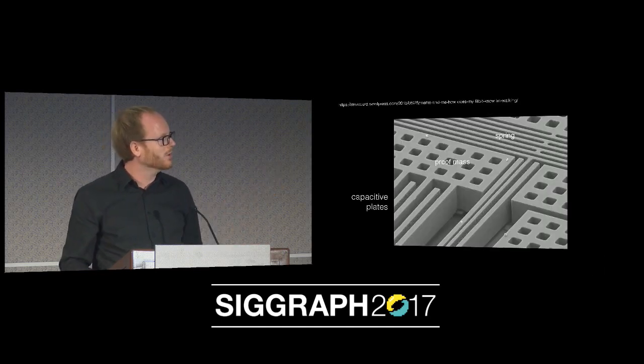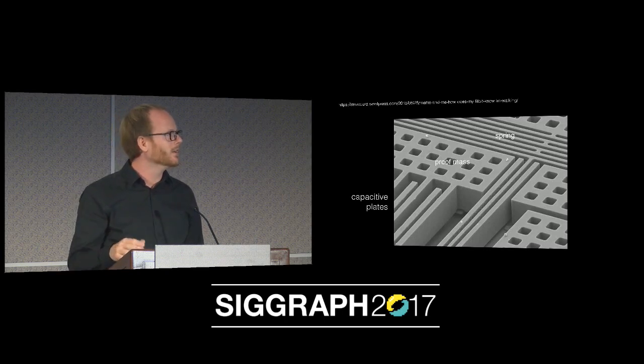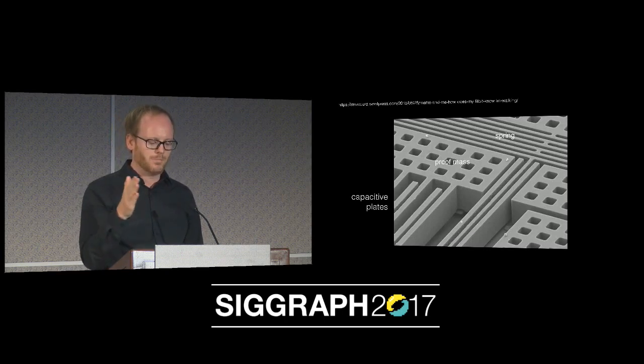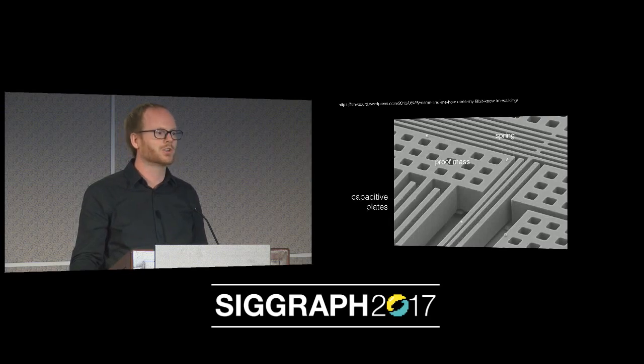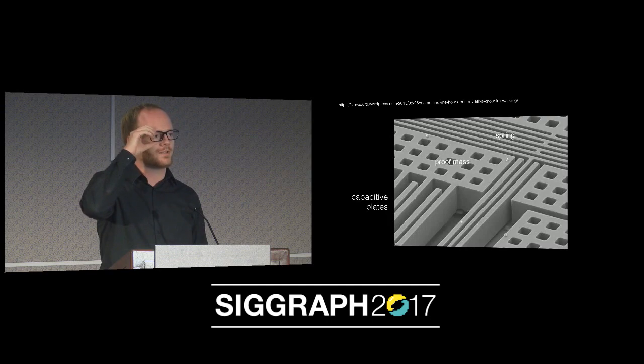Here's a nice animation of what it actually does. So there's going to be a proof mass that's fixed on it, and there's going to be one part that moves as you apply these forces, and the capacitance between these chambers will actually change, and that's what the device will read out and report as values. So that's how you read out the different motions.